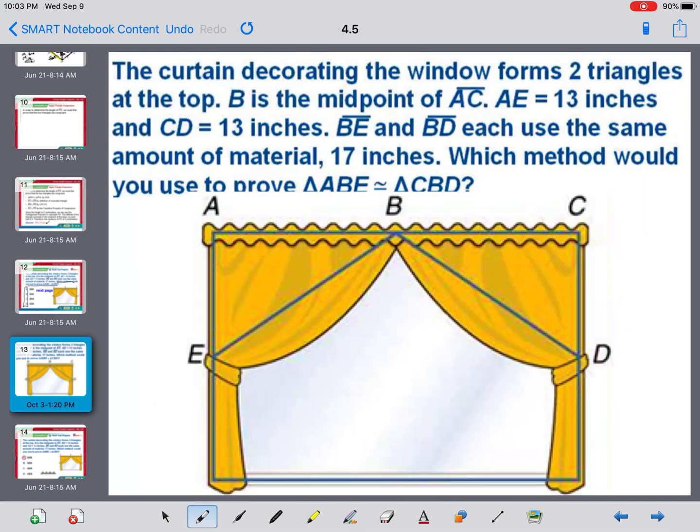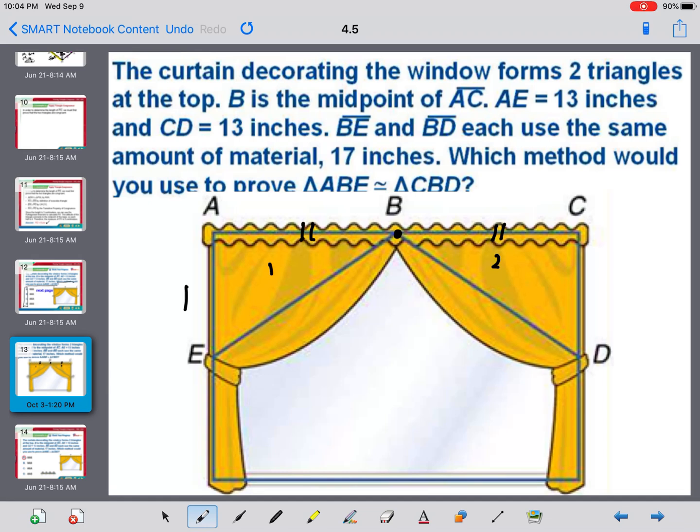Okay, here's a problem. It says, which method would you use to prove those two? I've blown that up. I've taken away the ABCD options, but hopefully we know those options. And so we have this problem. The curtain decorating the window forms 2 triangles at the top. And hopefully you see the 2 triangles.